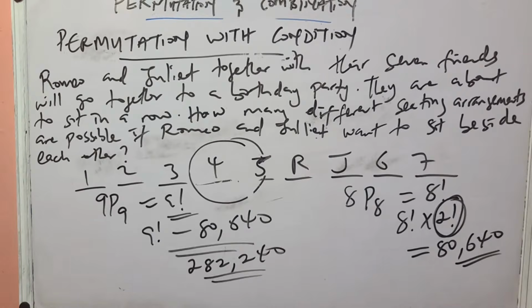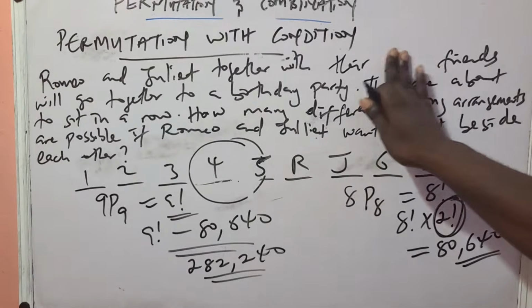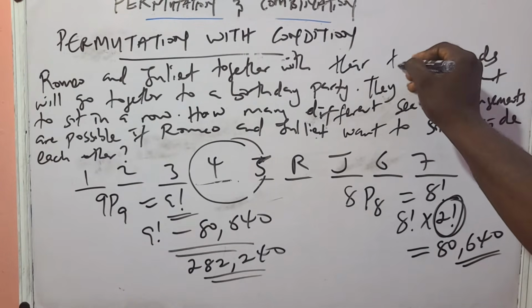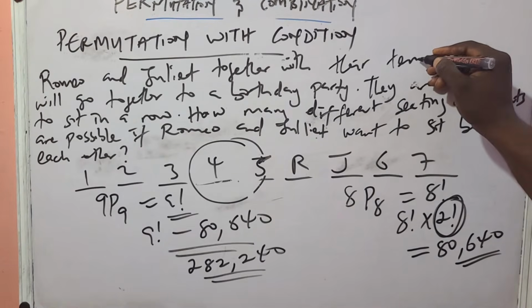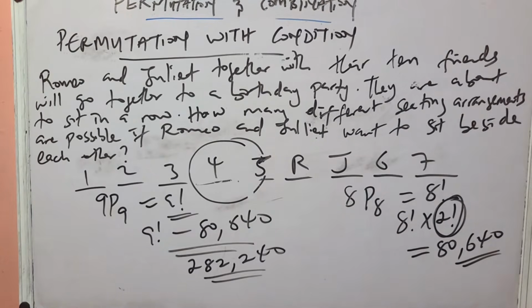So look at this question on Romeo and Juliet. Let me see how you're going to fare with this. Romeo and Juliet together with their 10 friends this time. 10 friends now, not 7. They want to go to a birthday party now. Of course, probably this is a different birthday party. They're deciding to go with not 7 friends now, they're going with 10 of their friends. All right. So Romeo and Juliet together with their 10 friends will go to a birthday party.